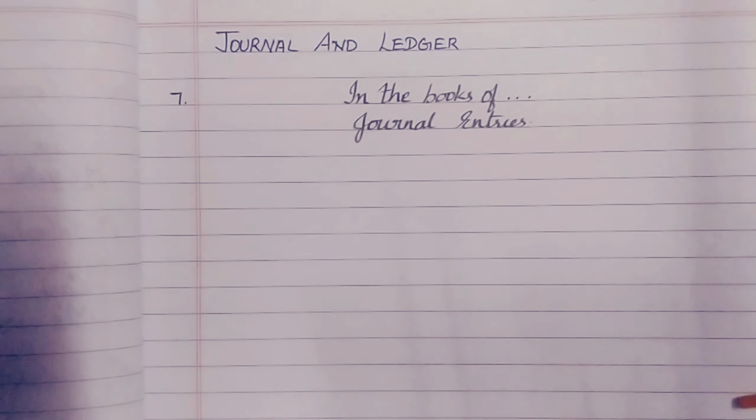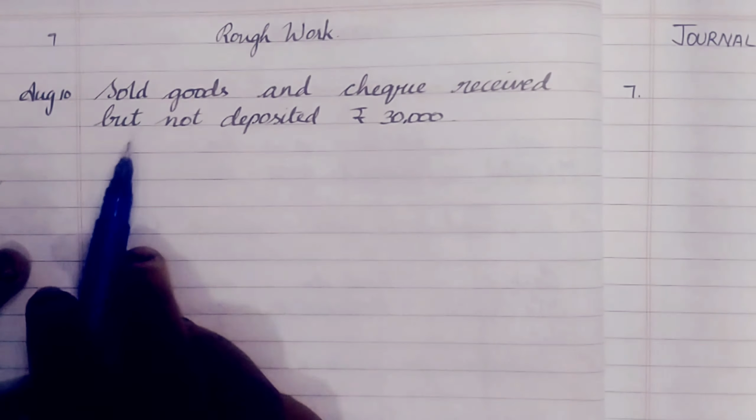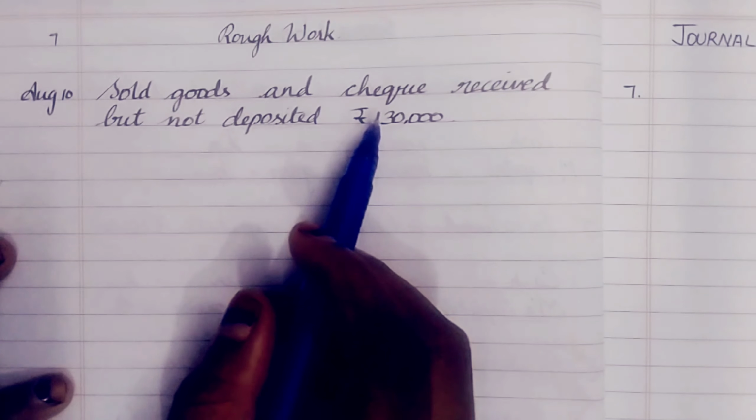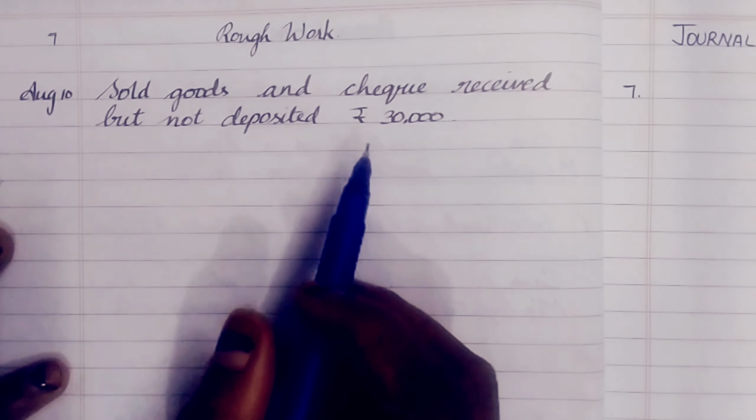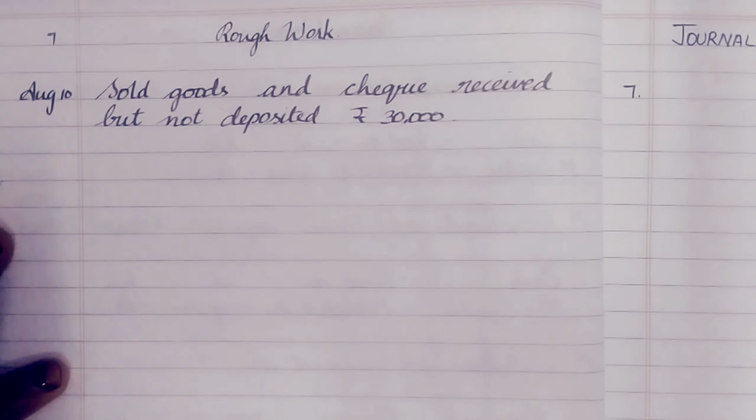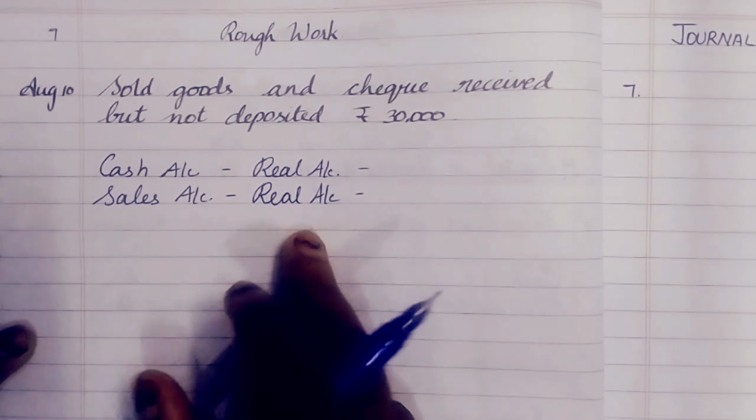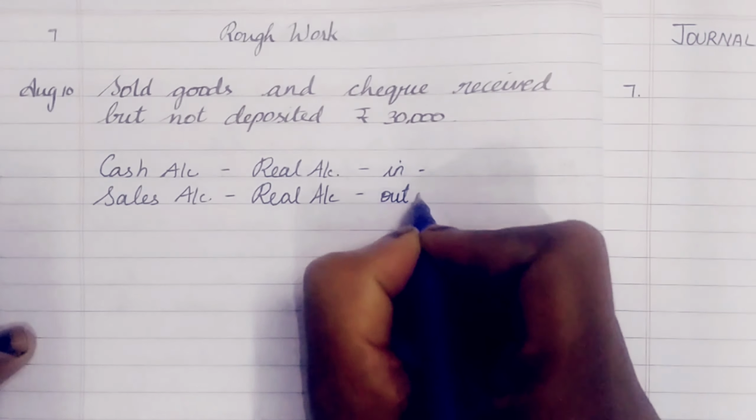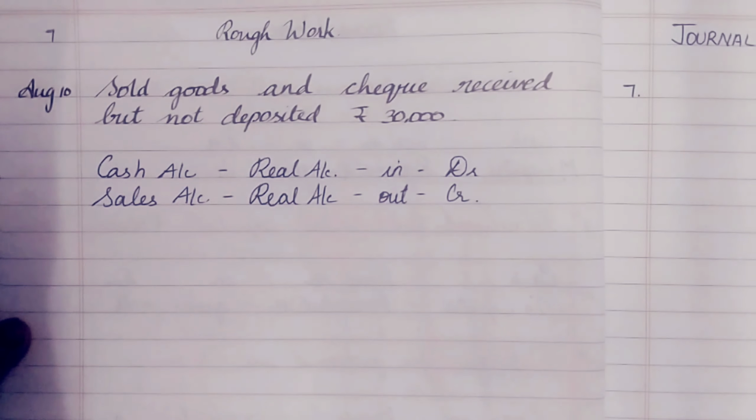So let's start with the rough column. The first transaction: sold goods and check received but not deposited with the bank. So that is rupees 30,000. When you receive a check itself, it is to be considered as cash. Therefore, the two accounts involved here are the cash account and the sales account. Cash account being a real account and sales account also being a real account. Cash is coming in and the goods are going out when sales is being done. Therefore, we are going to debit the cash account and credit the sales account.